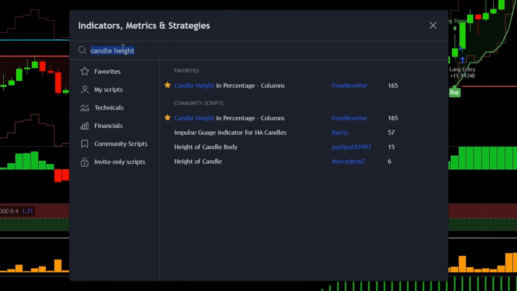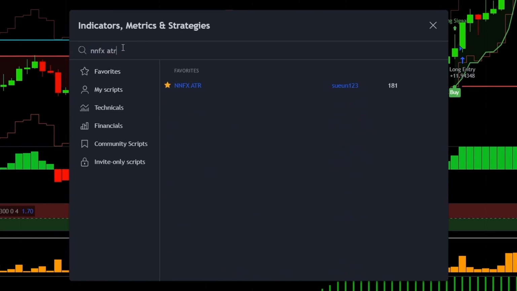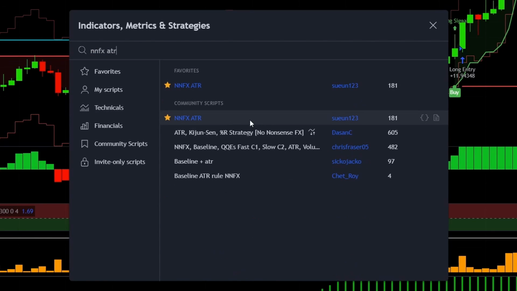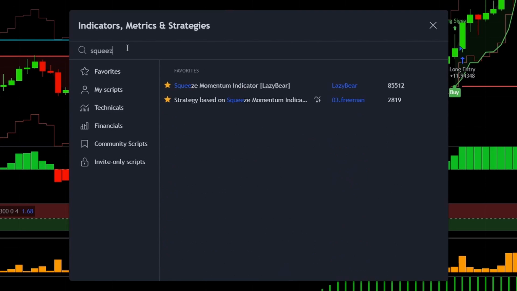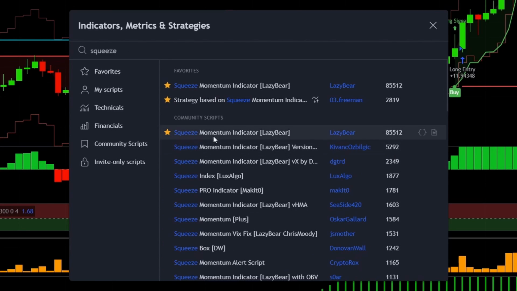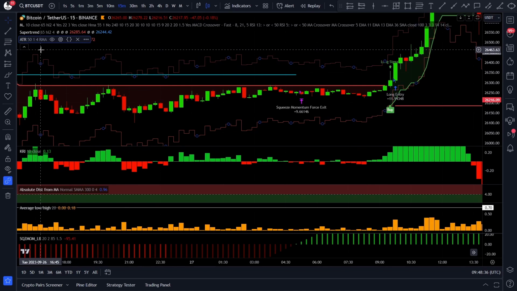And finally the stop loss and take profit placements. For the stop loss, the NNFX ATR. This. And for the take profit, the squeeze momentum. This one. Okay, we have all of the indicators on the chart, but we need to change some settings.